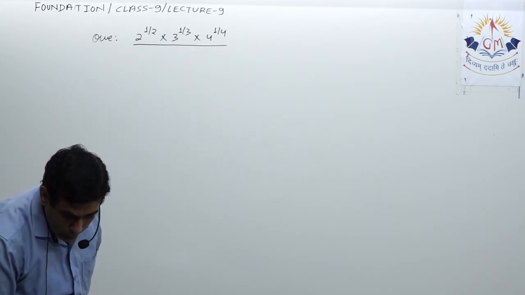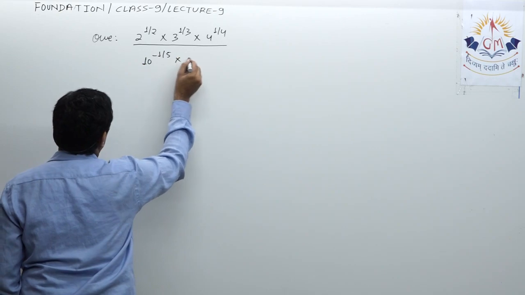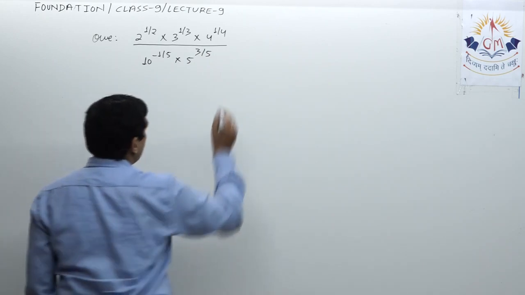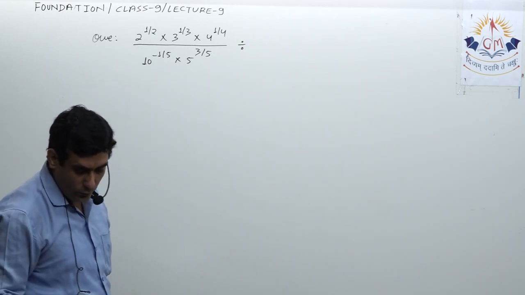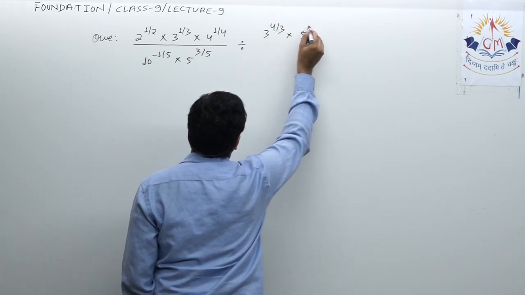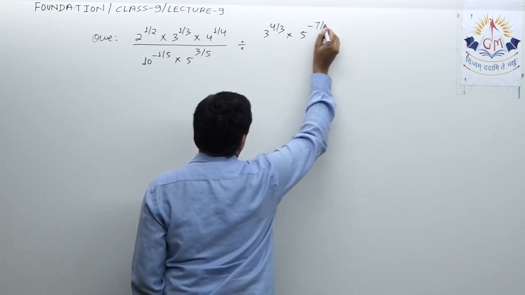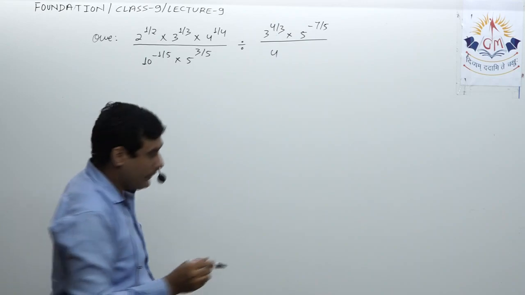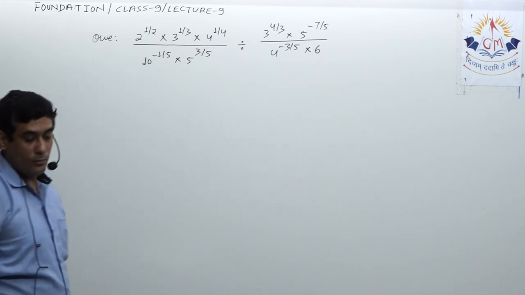10 raised to minus 1 by 5, 5 raised to 3 by 5, divided by this whole divided by 3 raised to 4 by 3, 5 raised to minus 7 by 5, upon 4 raised to minus 3 by 5 multiplied by 6. Okay, you have to simplify this.